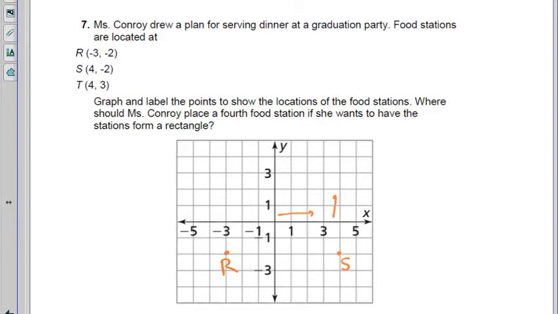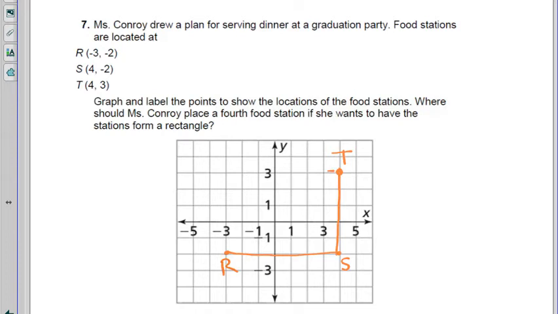So that's right here. Whoops, not right there. Point T is a +4 and a +3. So that's going to be right there. Now I want to make a rectangle. And so to make a rectangle, I need right angles. I already have this side, and I have this side. So I need the other 2 sides.